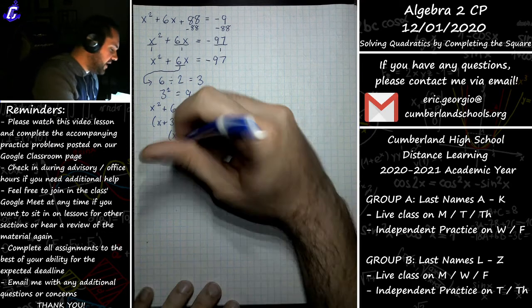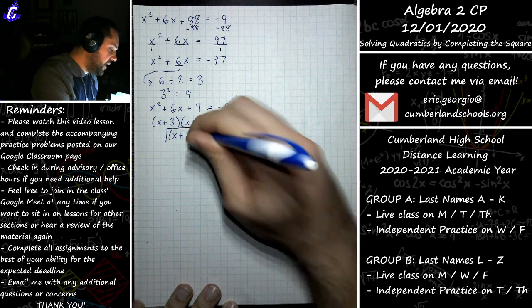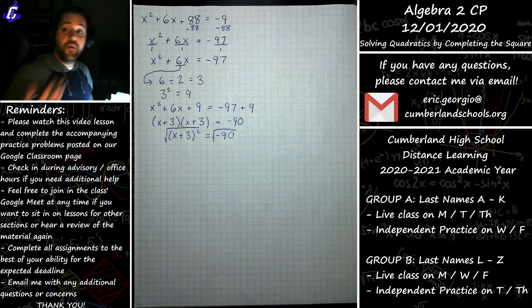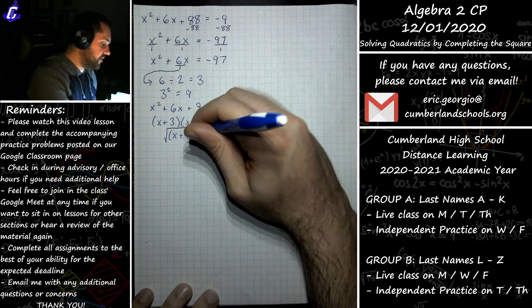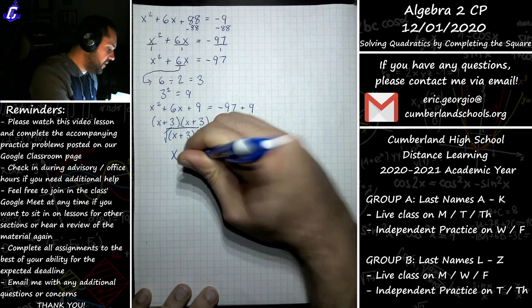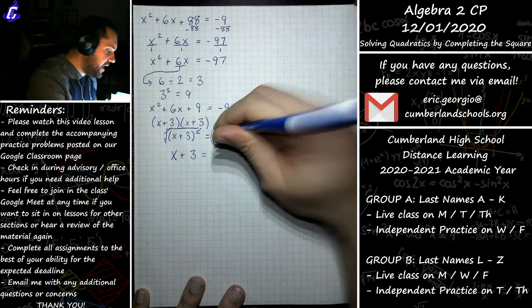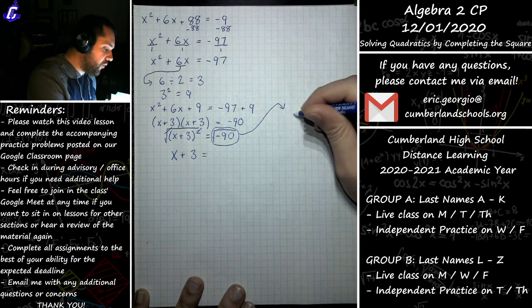Now, I think I said the square root of negative 90 because I was getting a little ahead of myself. x plus 3 squared would equal negative 90. So now we would take the square root of both sides. The square root and squared on this side would cancel out, leaving us with just x plus 3 on the left. On the right, however, the square root of negative 90, you better believe that we can break that down.